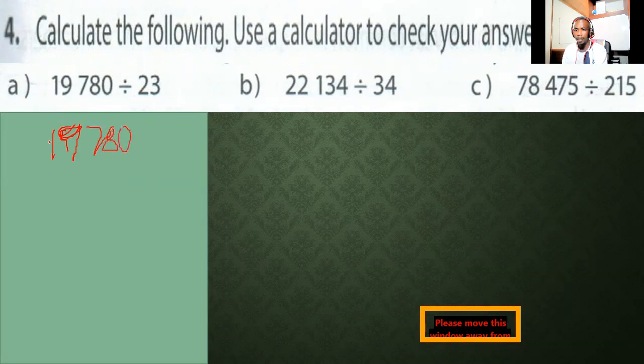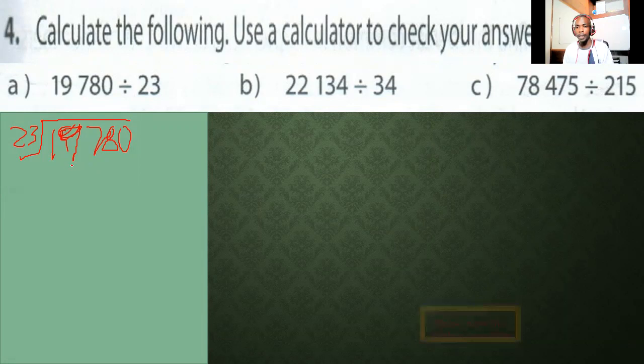19,780 divided by 23, right? I'm going to say 19 is smaller than 23, so I use these 3 numbers, 197. 197 divided by 23, okay, I estimate. 197 is close to 200 and 23 is close to 25, right?